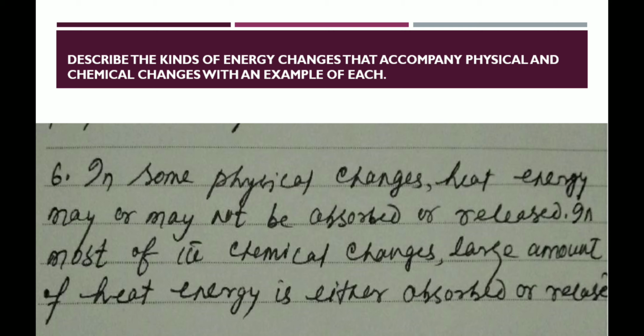Now the sixth question. Describe the kinds of energy changes that accompany physical and chemical changes with an example of each. In some physical changes, heat energy may or may not be absorbed or released. In most of the chemical changes, large amount of heat energy is either absorbed or released.